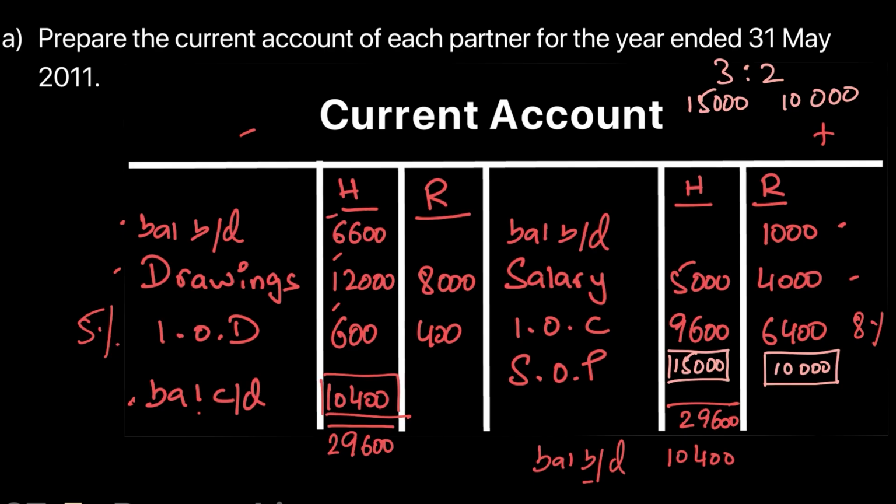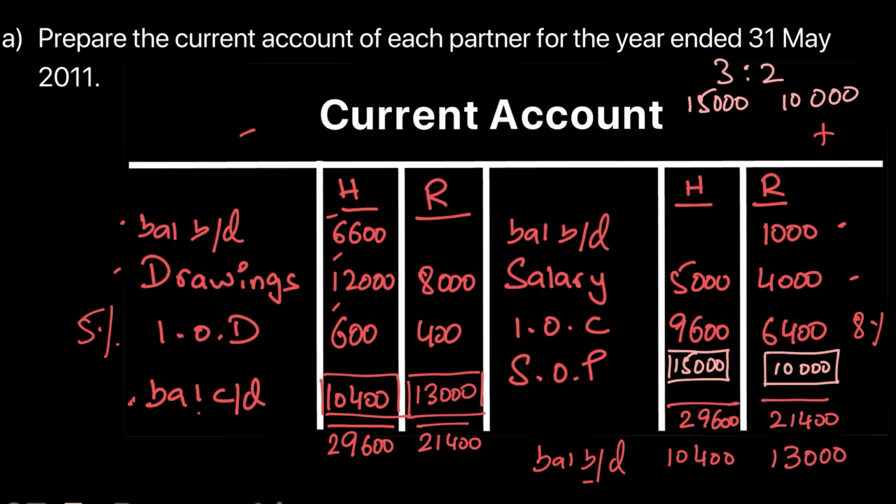So for Robin, since I know his share of profit, I'll first find the total of his credit column. That should be 21,400. If we add everything up, I'll subtract it from the debit side. That should give me a balance carried down of 13,000. That's the closing balance for Robin, and this should also be 21,400. So Robin will also have a credit balance brought down equal to $13,000.